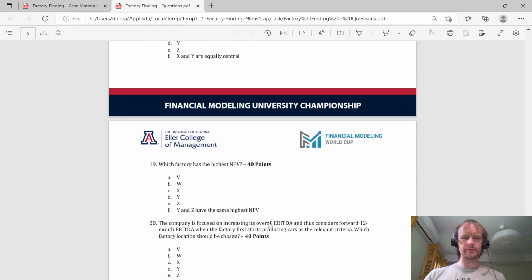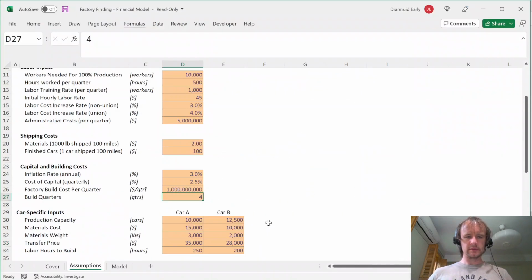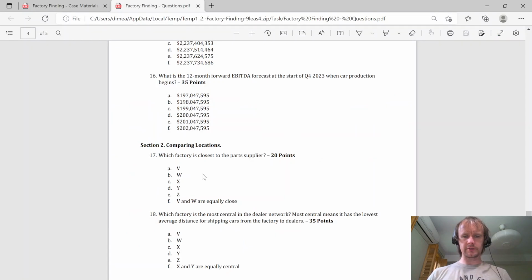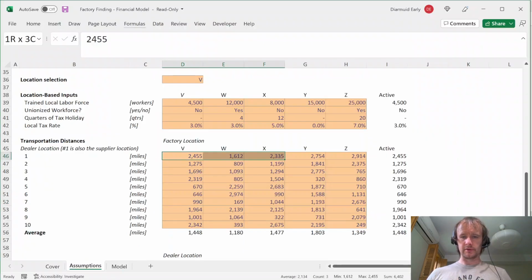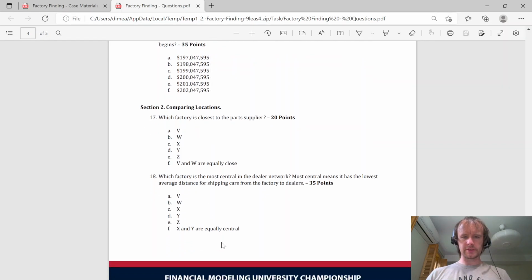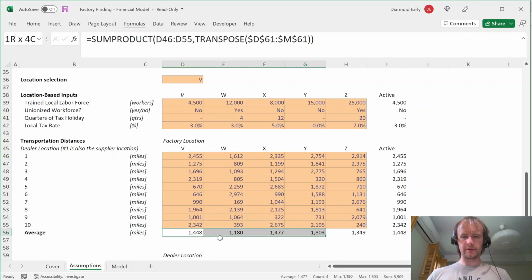Okay, and then the last few questions are about comparing the different locations. So we're going to need to, well, let's see what we need to do. Which factory is closest to the parts supplier? So you can just look here, the min is 1612, take it there, it's W. So that's that one. Which factory is most central in the dealer network, meaning lowest average distance for shipping cars from the factory to dealers? And you can just look here at the average.